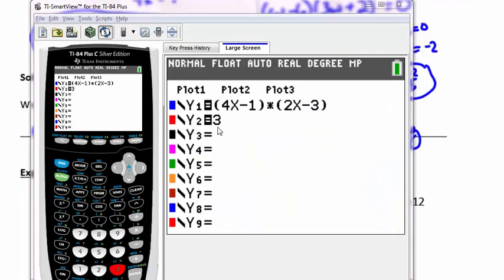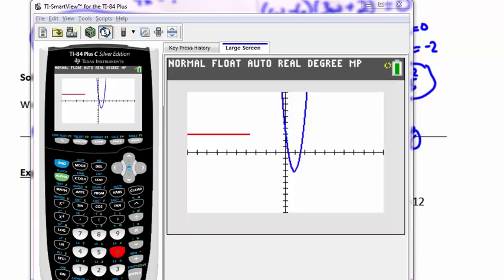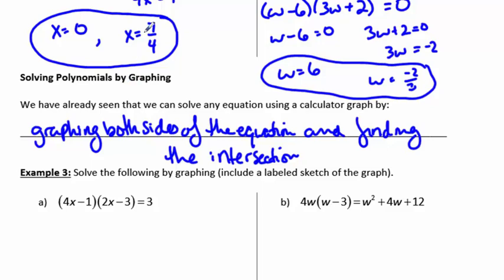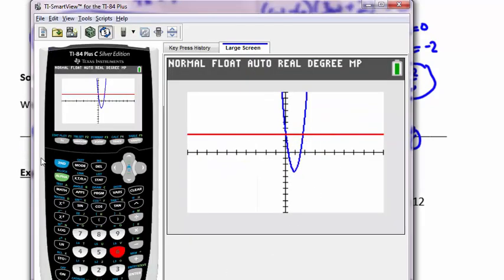For the first equation, I need to graph 4x minus 1 times 2x minus 3, and it was equal to 3, so 3 is going to be my second equation. I want to graph these in a standard window, and you can see that the parabola from the first side intersects the line y equals 3 from the second side in two places, so there are two values where they intersect. It does look like the answers are 0, and it was supposed to be 7/4. 7/4 is almost 2. Now, I can't tell just from looking at the calculator that that's 7/4, but let's go ahead and verify it.